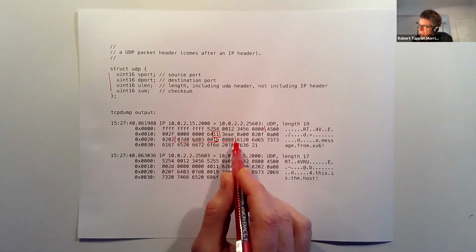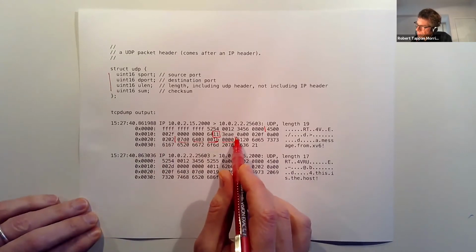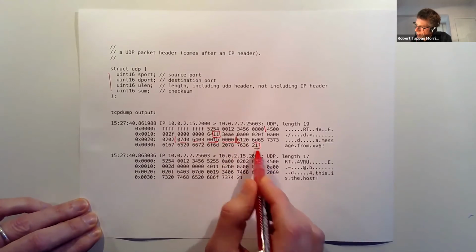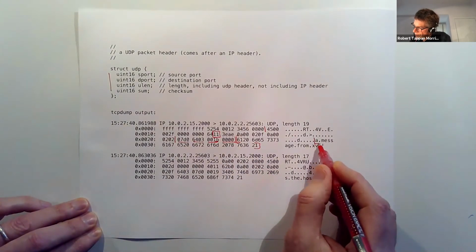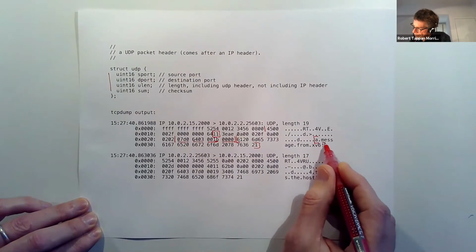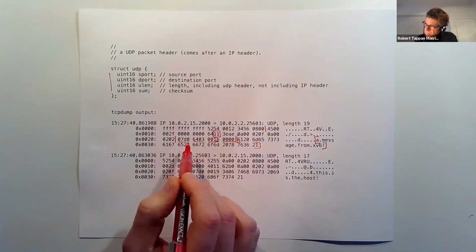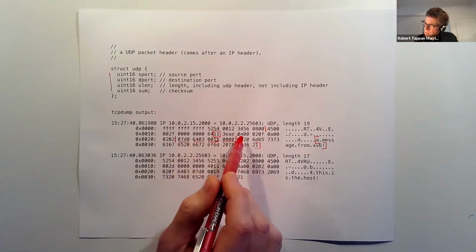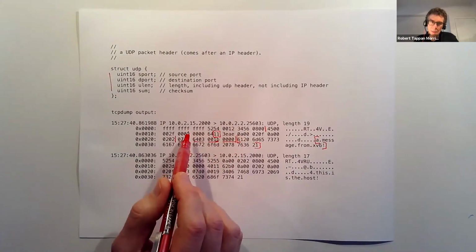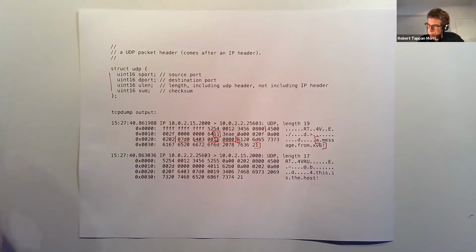And then after the UDP header is the payload of the UDP packet. In this case, the application is sending ASCII text, and that ASCII text is right here. So this is ASCII text placed inside a UDP packet, placed inside an IP packet, placed inside an Ethernet packet, and sent over simulated Ethernet.